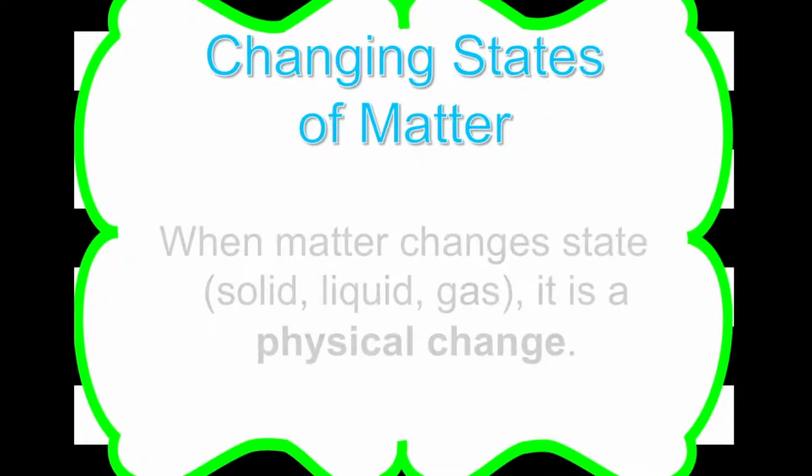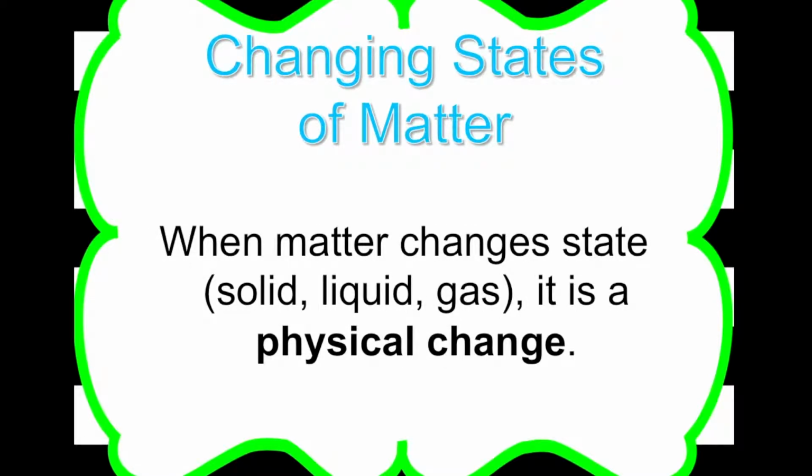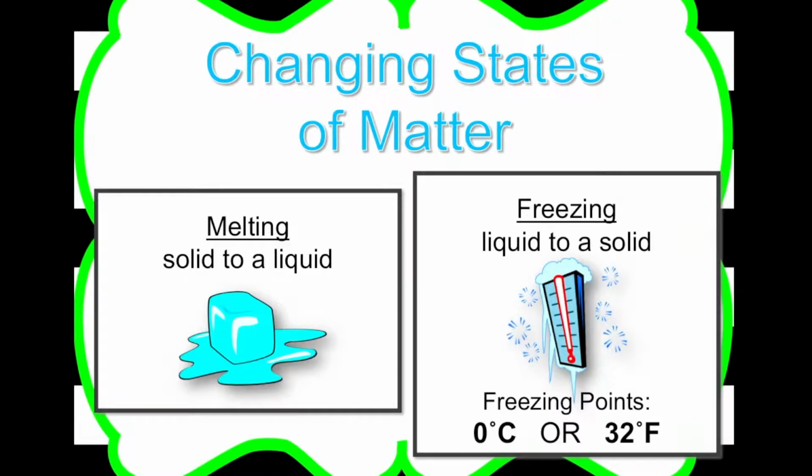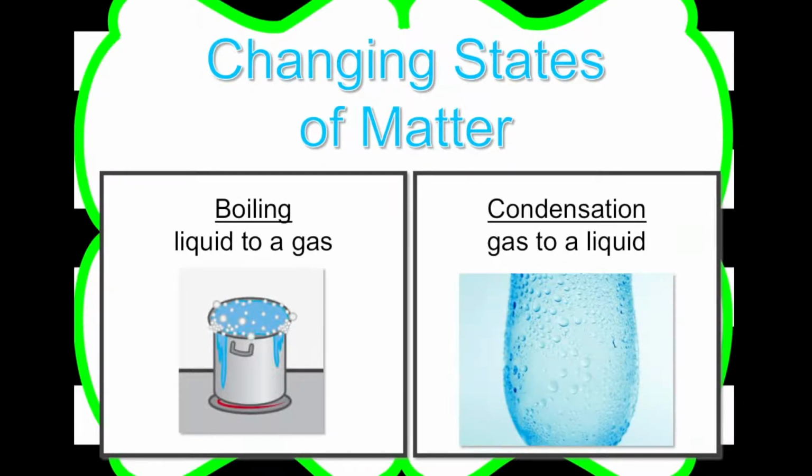Now, changing states of matter is different. When matter changes from a solid, liquid, or gas, this is a physical change. For example, like melting, when an ice cube changes from a solid to a liquid, or freezing when a liquid turns back into a solid, or boiling when something gets really hot, like water in a pot, and then you have a vapor, which is a gas. Or when you have ice cubes in a glass and they melt, and the outside of the glass contains condensation, that's turning a gas into a liquid.